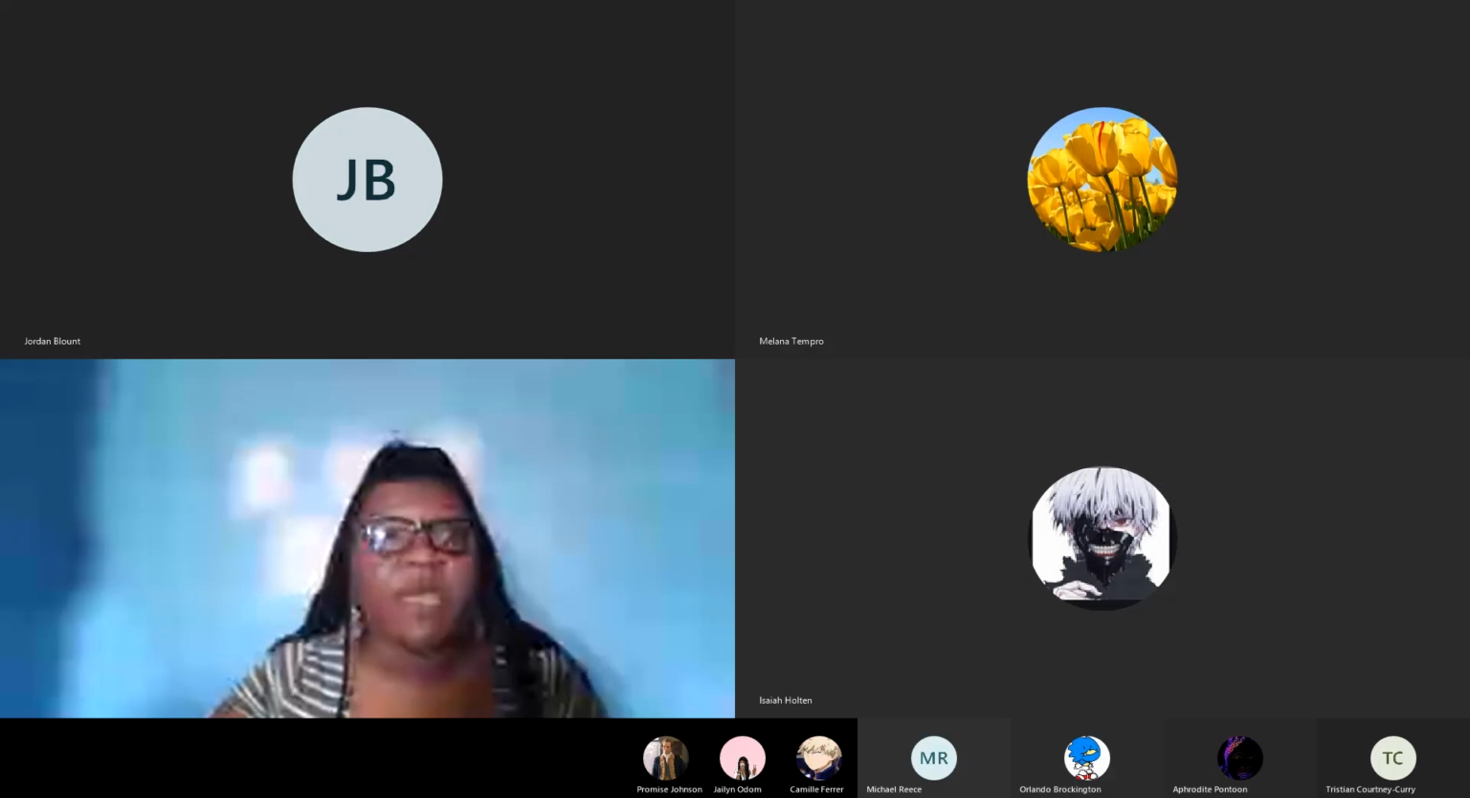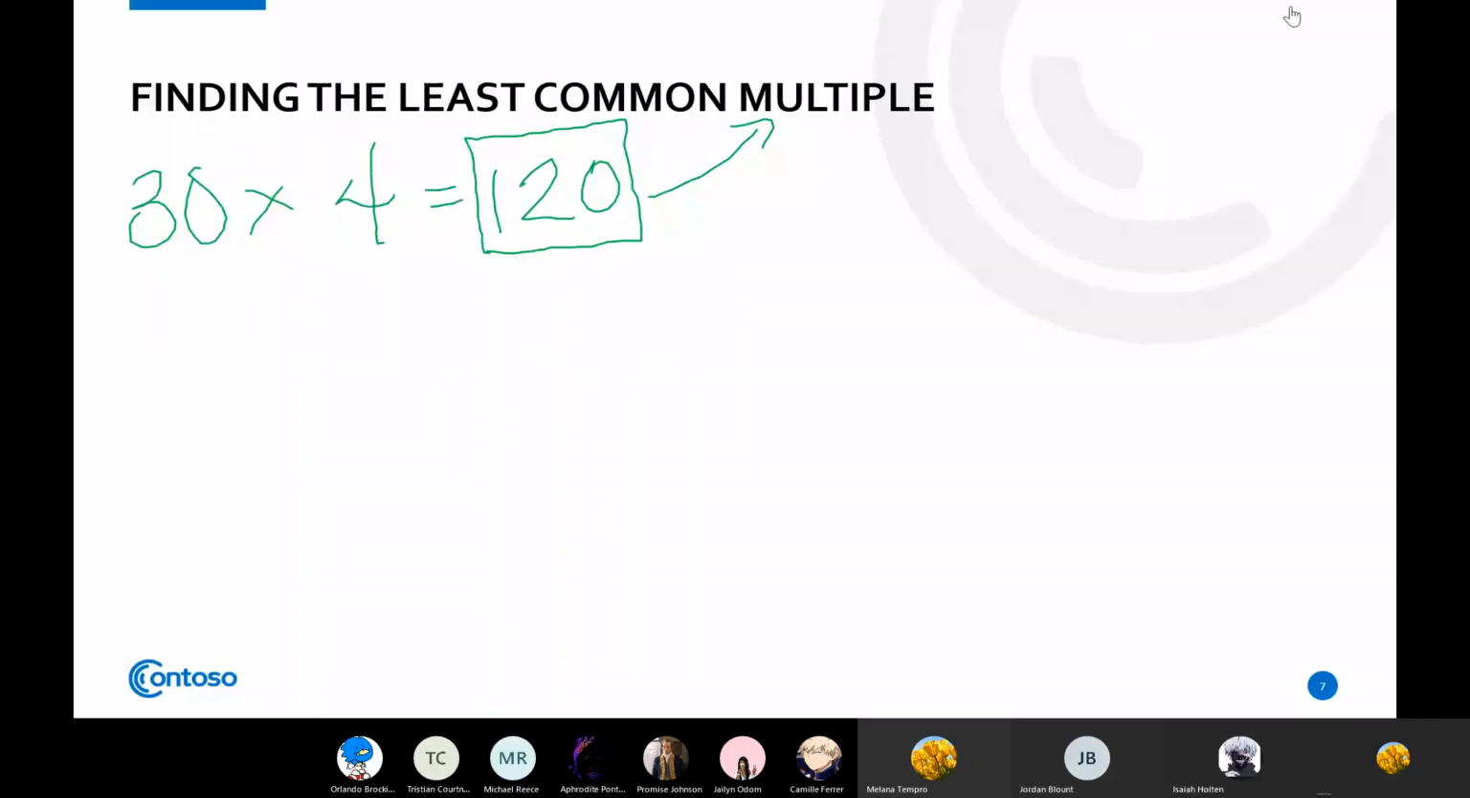All right, so we're going to be finding the least common multiple today. We want to remember that the multiple is just the answer or the product to a multiplication problem. So when we're working today, we're working to find the least common multiple. We follow the same steps with the least common multiple that we would for finding the greatest common factor. We're just looking for a different solution.